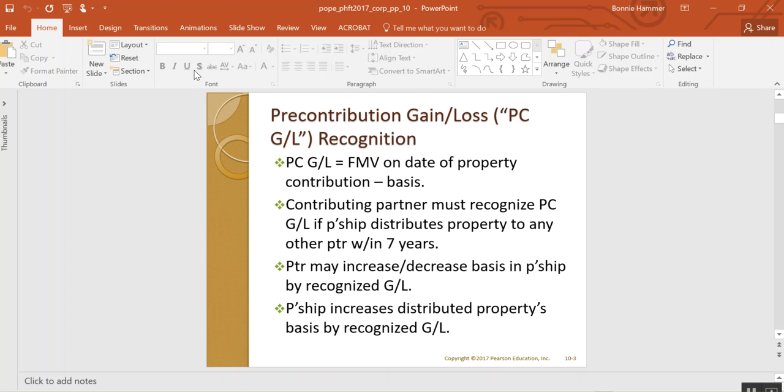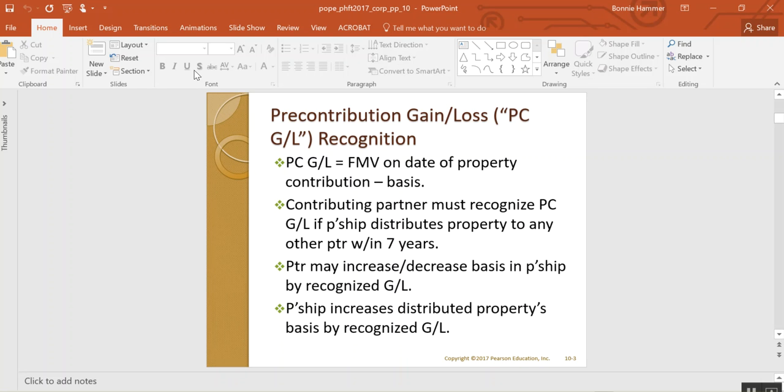Now, a minute ago I said, in some cases, the partner might have to pick up a gain, and if they do, they get basis for that. Here's an instance where a partner might have gain. There's a concept called pre-contribution gains or losses, abbreviated here as PC gains or losses. A pre-contribution gain or loss is the difference between the fair market value of the property contributed by the partner minus the basis in that property to the partner.